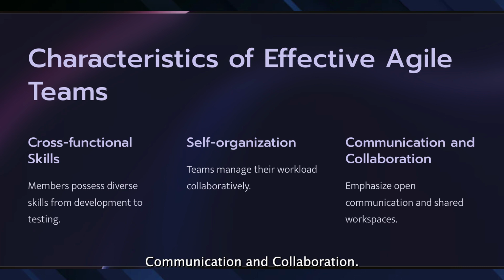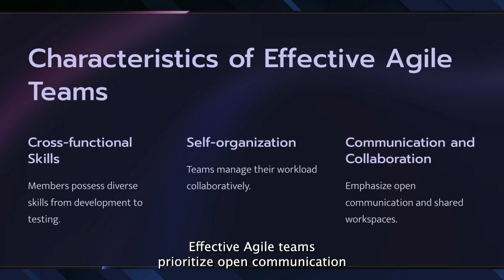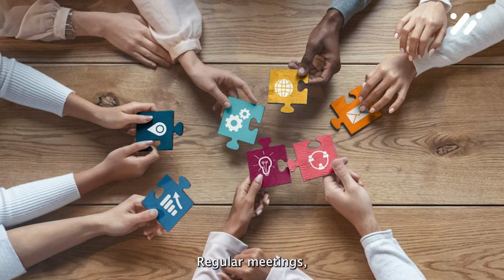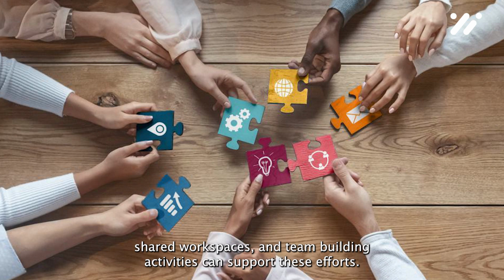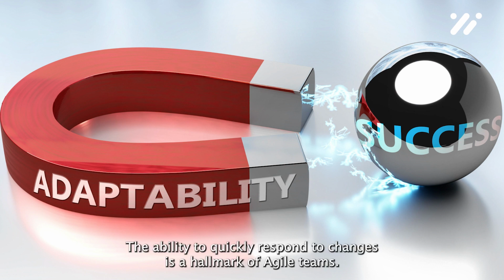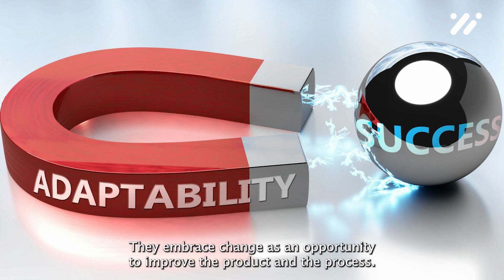Communication and collaboration. Effective Agile teams prioritize open communication and collaboration, both within the team and with stakeholders. Regular meetings, shared workspaces, and team-building activities can support these efforts. Adaptability. The ability to quickly respond to changes is a hallmark of Agile teams. They embrace change as an opportunity to improve the product and the process.